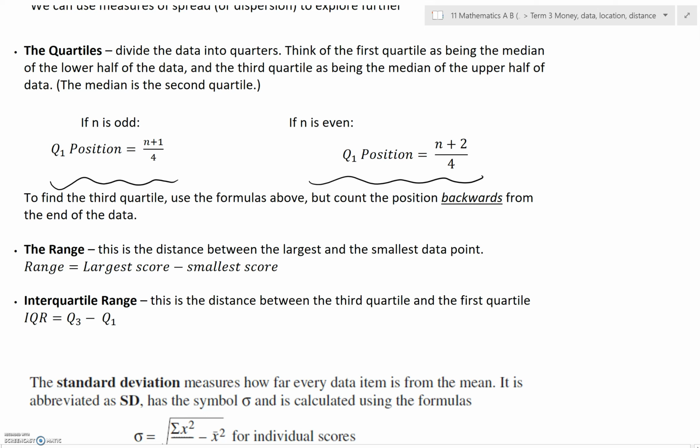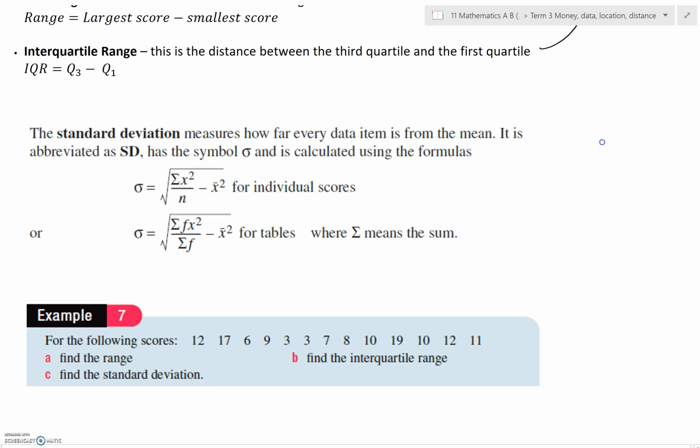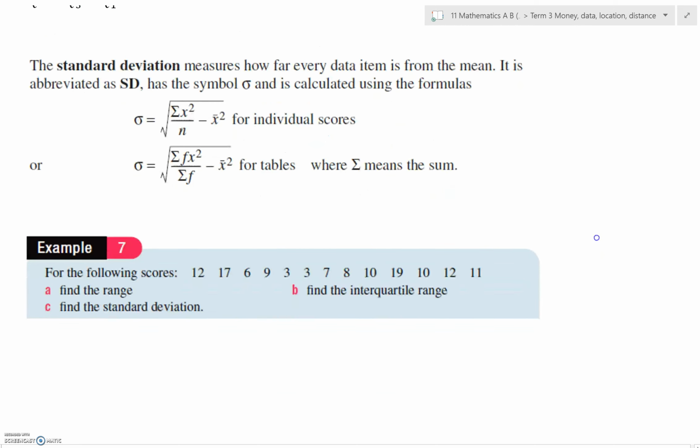Then we've got something called the interquartile range, which you may not have heard before either. It's the distance between the third and the first quartile, which you found up there. So you would use these to work out what's called the interquartile range, or the IQR. And that's just Q3 minus Q1. So you can see all these things tie together.